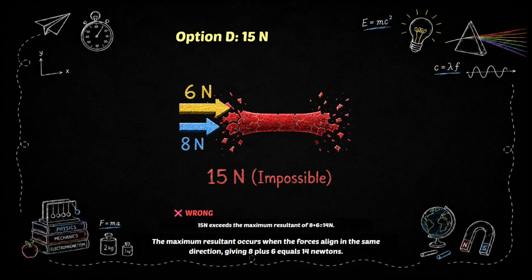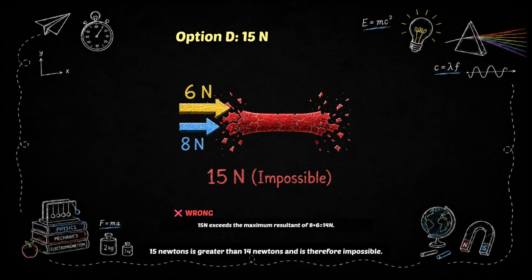15 newtons. 15 newtons exceeds the maximum possible resultant. The maximum resultant occurs when the forces align in the same direction, giving 8 plus 6 equals 14 newtons. 15 newtons is greater than 14 newtons and is therefore impossible.